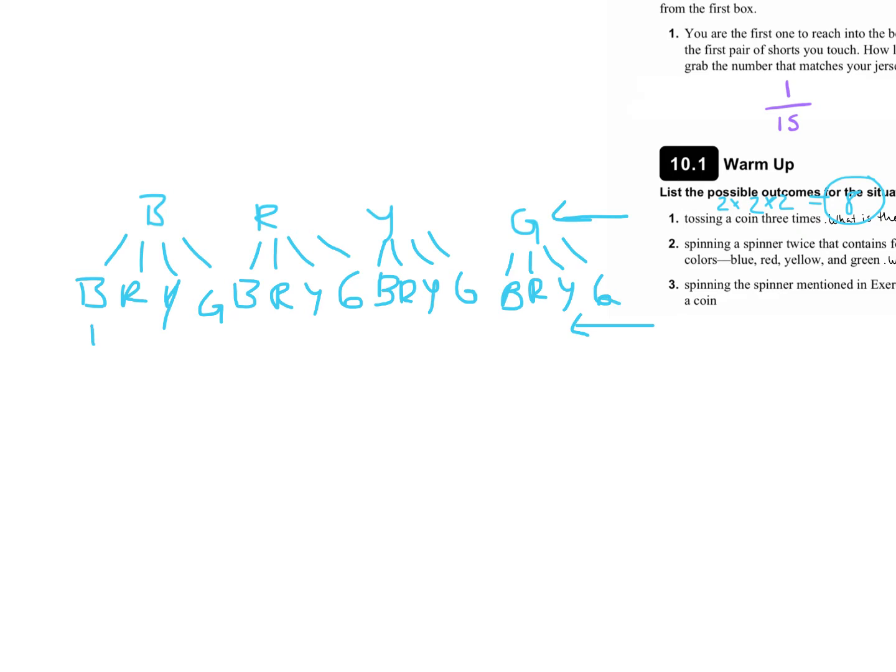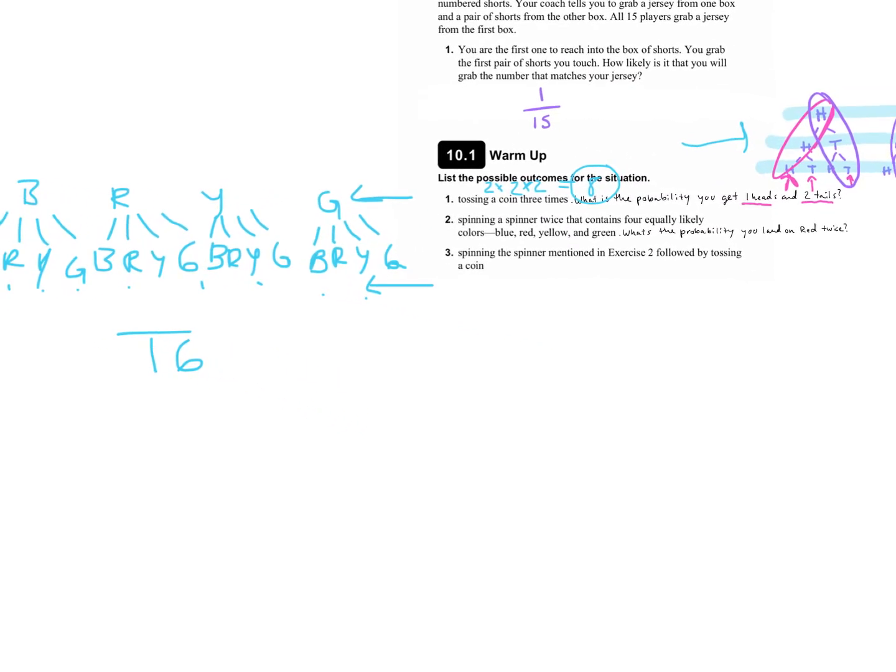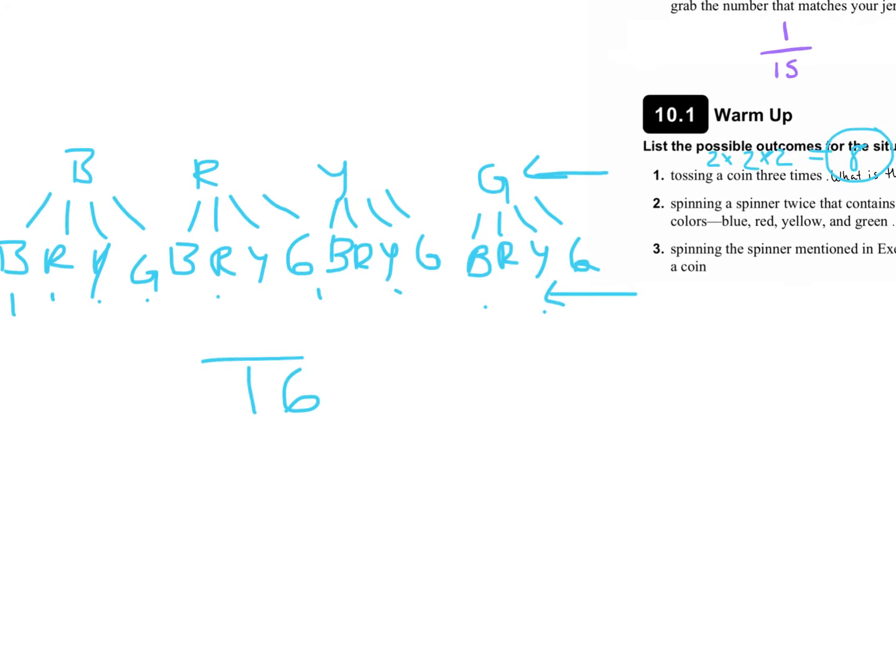So counting all of our possible outcomes here, we would have 16. And the question asks, what is the probability you land on red twice? So the only one that is red twice is right here. So that is just 1 out of 16.